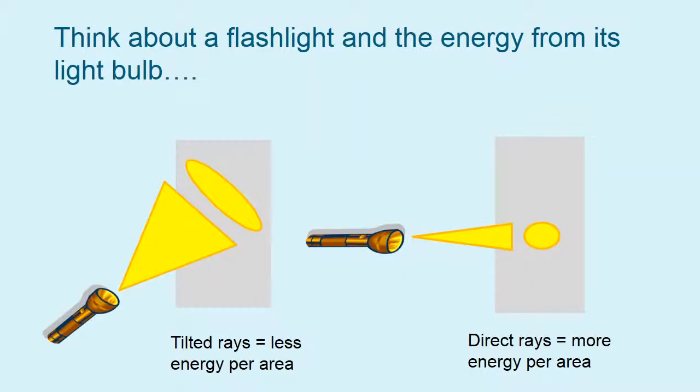Think about it this way. What if you have a flashlight shining, and you tilt it at an angle to a wall? You can see that the area where the flashlight's light is most concentrated is spread out. If you take the same flashlight and put it perpendicular to the wall, you can see the area that is illuminated by the intense light bulb. If you are angled in, the energy is spread out over a much larger area than if you're perpendicular, and this is exactly what happens with the Earth.